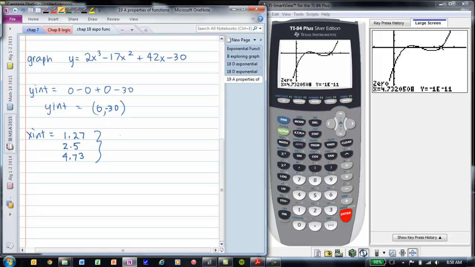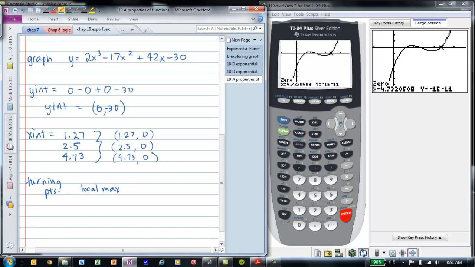So these are all the points: 1.27, comma 0, 2.5, comma 0, and 4.73, comma 0. All right, so we got y-intercepts and x-intercepts. Now we're going to find the turning points. And let's start with our local max.